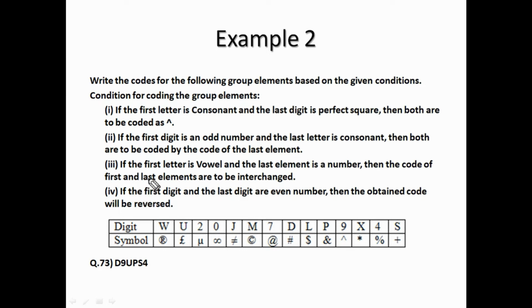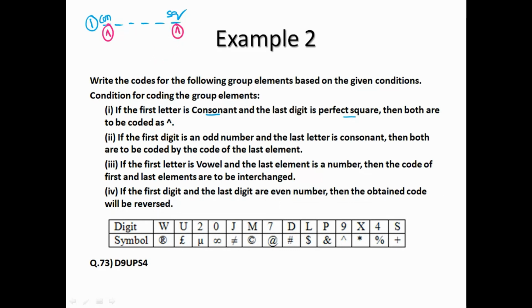First, we will try to understand the conditions clearly and write them briefly. Condition 1: if the first letter is a consonant and the last digit is a perfect square. So in a set of elements, the first letter is a consonant and the last is a square number. If this condition follows, then both are to be coded as cap. Both first and last are cap and cap.